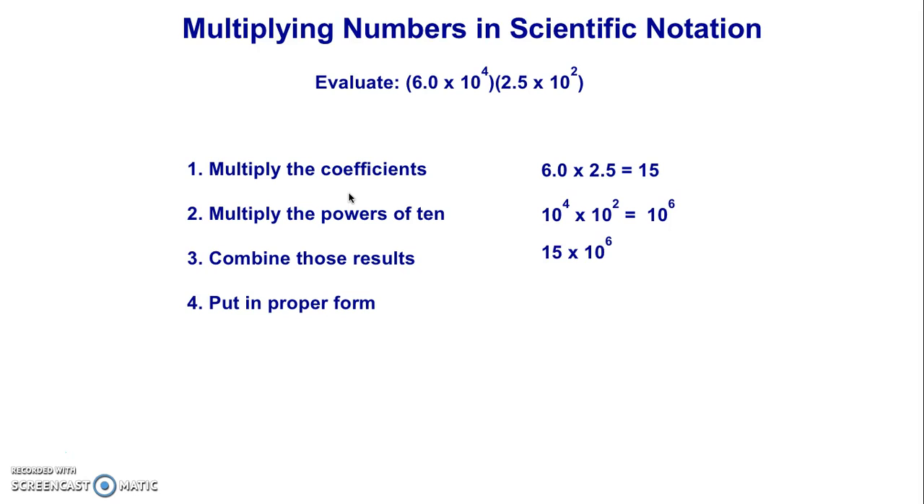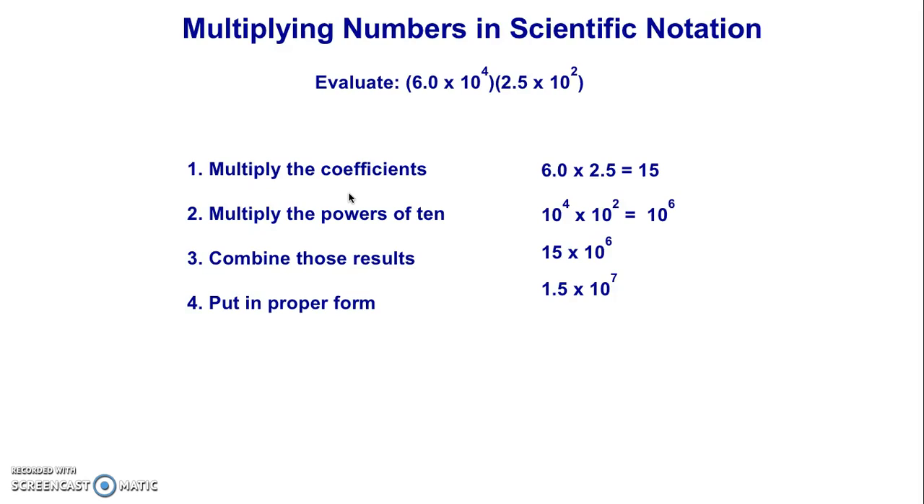So now we have 15 times 10 to the 6th power. Now, as you recall, the coefficient has to be between 1 and 10, so 15 isn't proper. We need to put that in proper form. So we need to move that decimal one place over to the left, and when we do that, that turns into 1.5 times 10 to the 7th power. So that's our final answer, 1.5 times 10 to the 7th power.